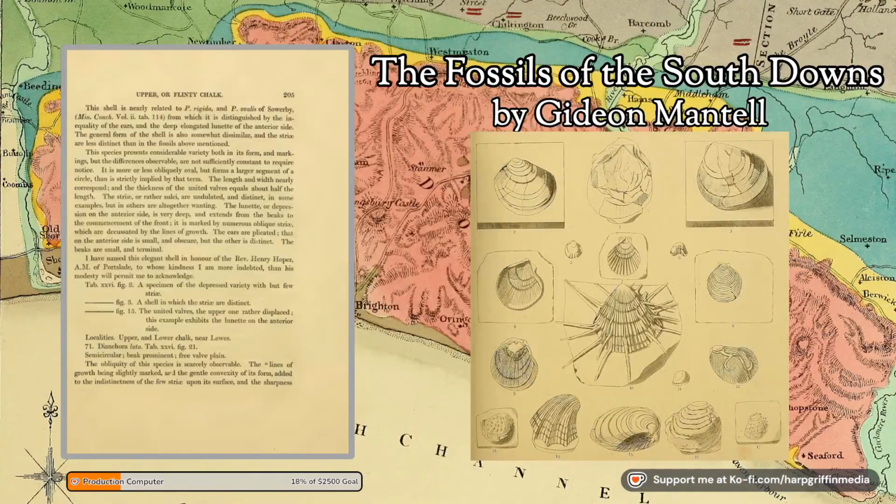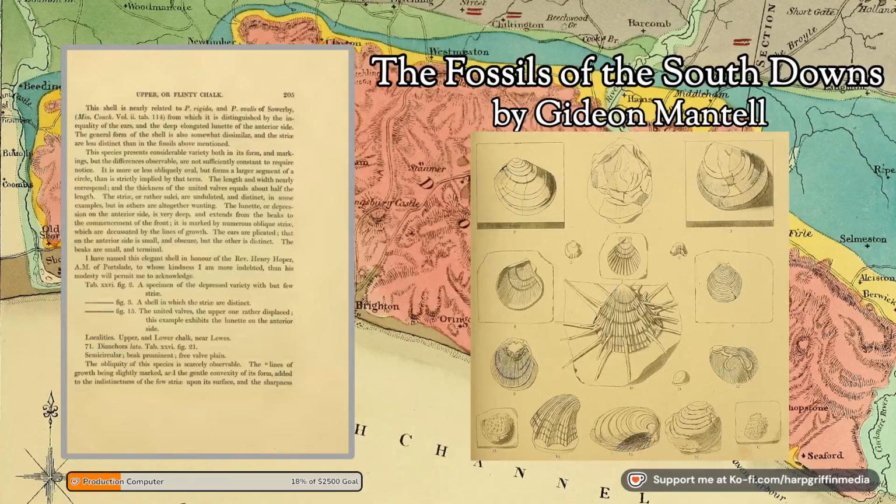This shell is nearly related to P. rigida and P. ovalis of Sowerby, Mineral Conchology, Volume 2, Tablet 114, from which it is distinguished by the inequality of the ears and the deep, elongated lunate of the anterior side. The general form of the shell is also somewhat dissimilar, and the striae are less distinct than in the fossils above mentioned.